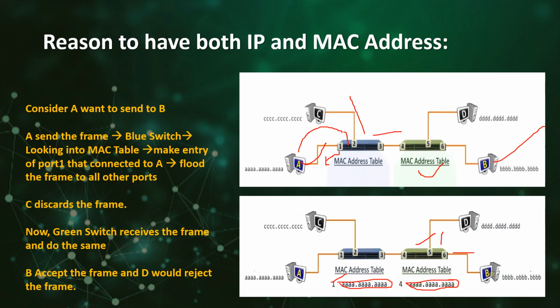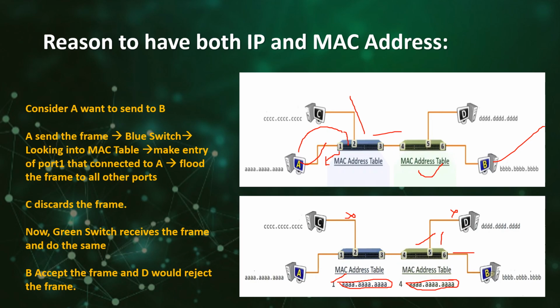What do C and D do? They are not B, so they discard or drop the packet. D rejects the frame. C also rejects the frame. B's address matches, so B accepts the frame and replies back to A: Hey, I am B, this is my MAC address. So it sends back to A.